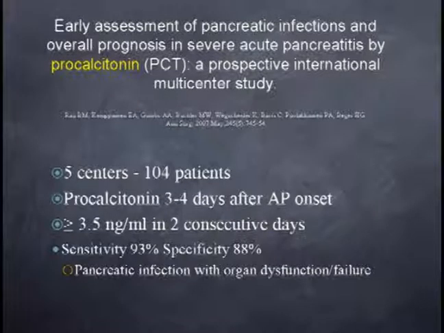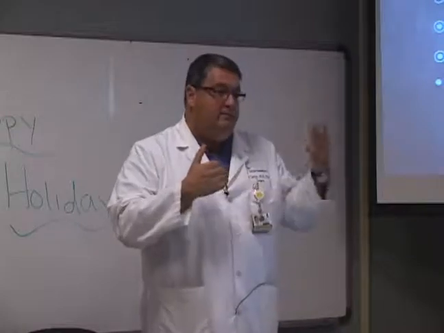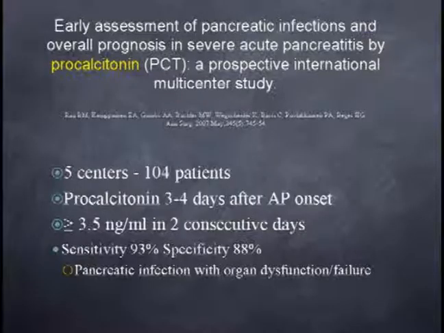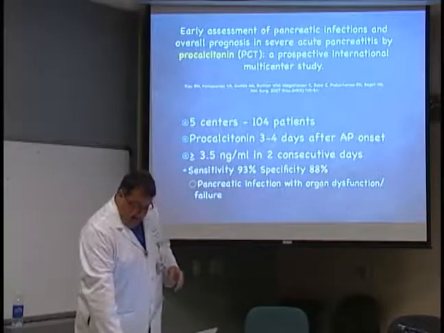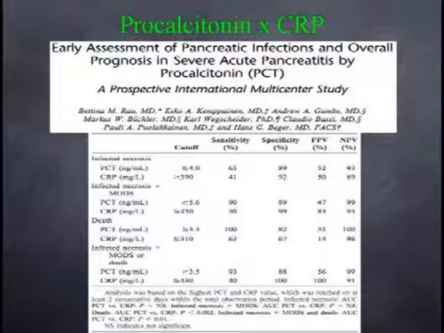This is the study that was published in the Annals of Surgery in 2007, one of the several studies that looks at procalcitonin as a method for early assessment of pancreatic infection and overall prognosis in severe acute pancreatitis. And what these guys did is they did a multi-center study, 5 centers, enrolled 104 patients, and they measured procalcitonin 3 to 4 days after the onset of acute pancreatitis. They defined abnormal values when the levels are greater than 3.5 nanograms per ml on 2 consecutive days, and the sensitivity for pancreatic infection with organ dysfunction or failure was 93%, and specificity was 88%. So pretty decent sensitivity and specificity.